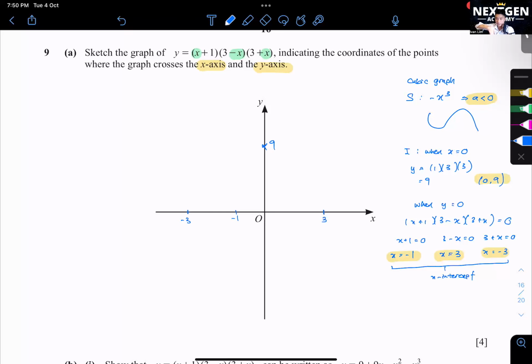We just roughly estimate. It will be a smiley face first, then a sad face. So how will the graph look like? Probably like this. Smiley face, then sad face like this. I want you all to know how to do this cubic graph.